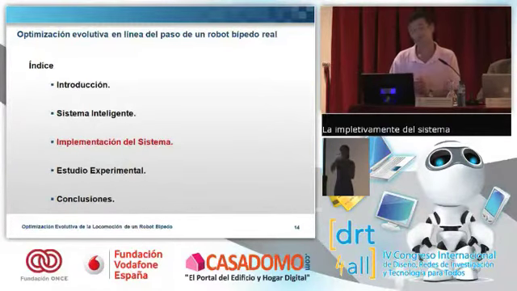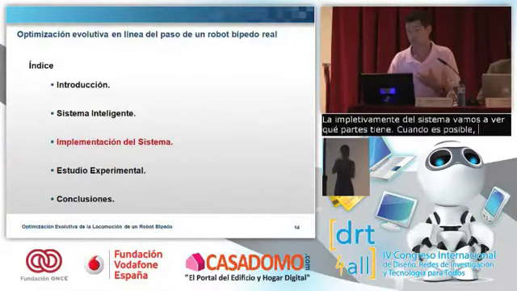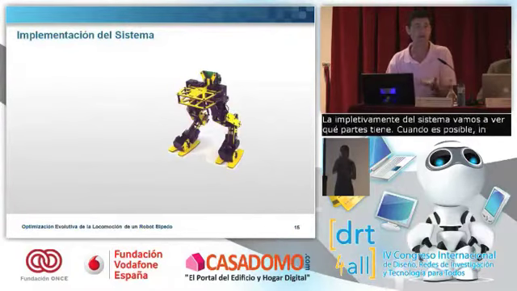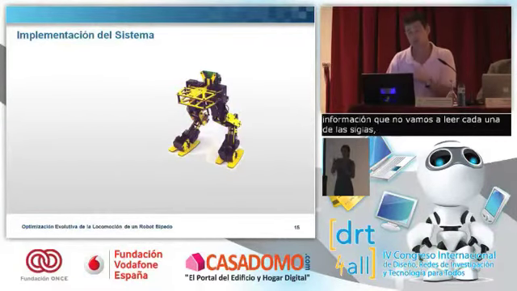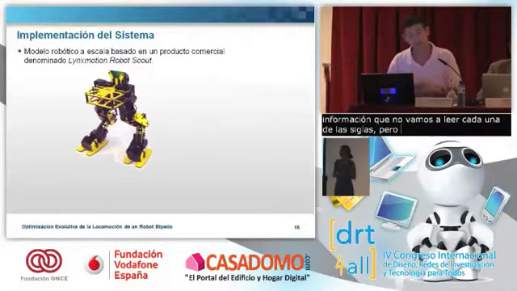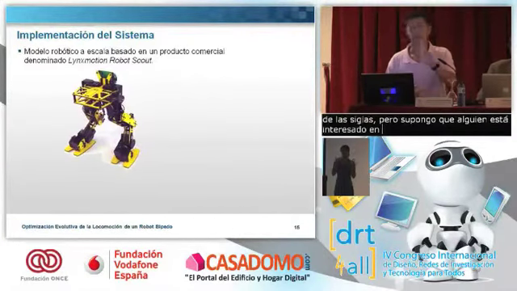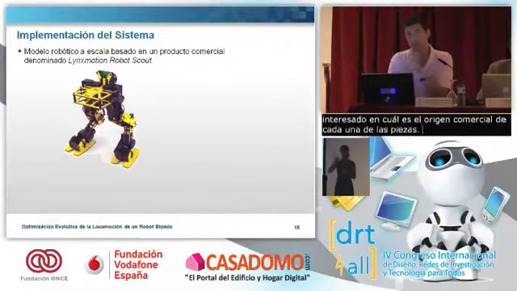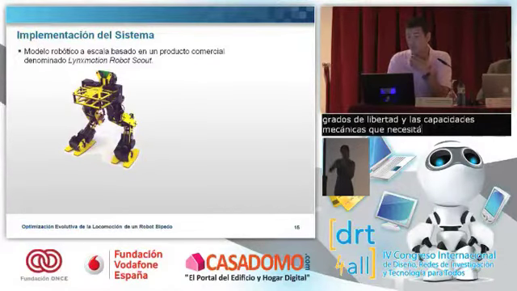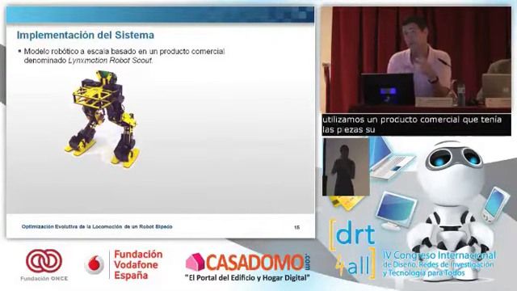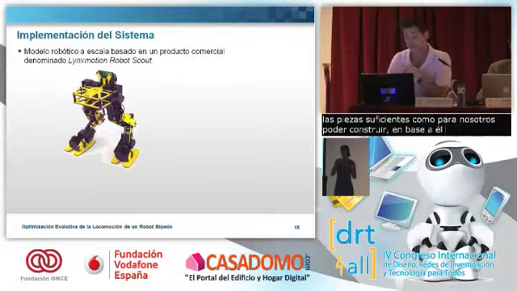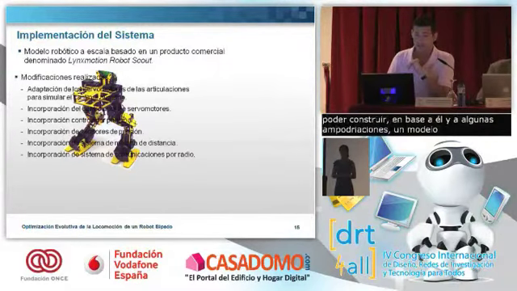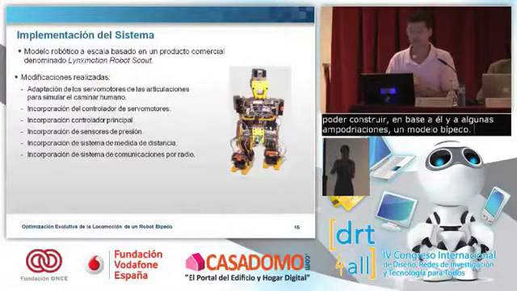The system implementation, well, we'll see. I'm not going to go into much information here. We don't need to, but initially, there was nothing in the market that had the degrees of freedom and the mechanical capabilities that we needed. And so we used a commercial product called Lynxmotion Robot Scout, which has enough, it's bipedal, and it allows us to more or less work with this model.